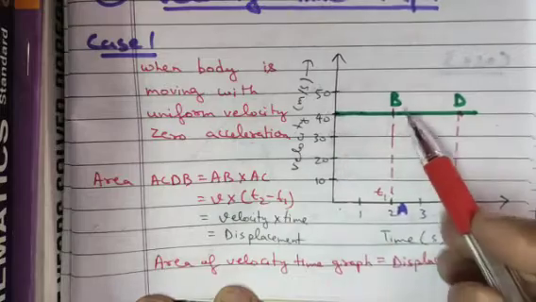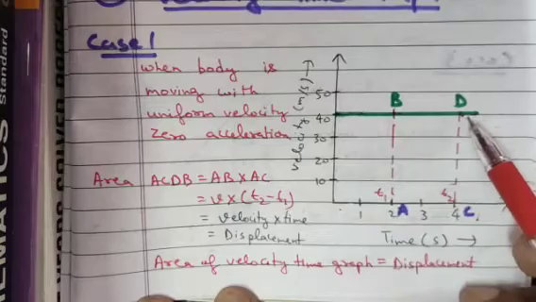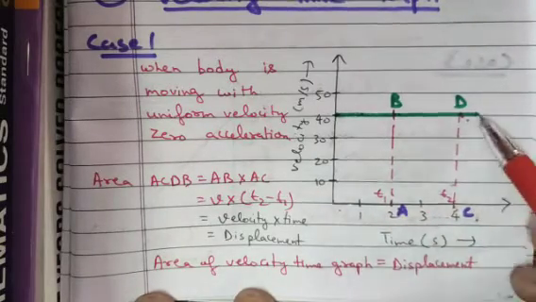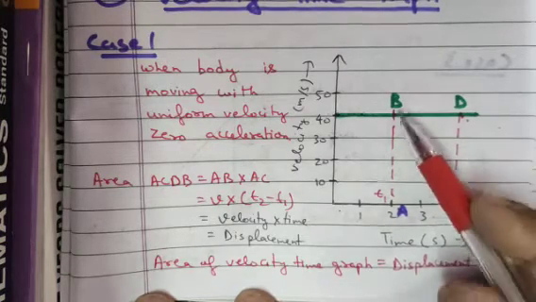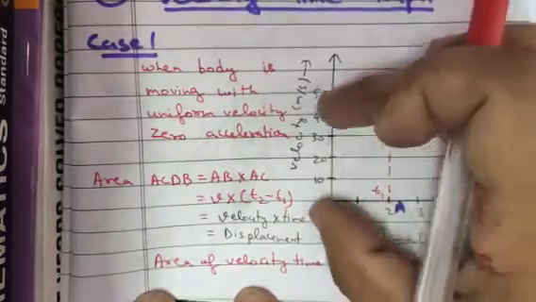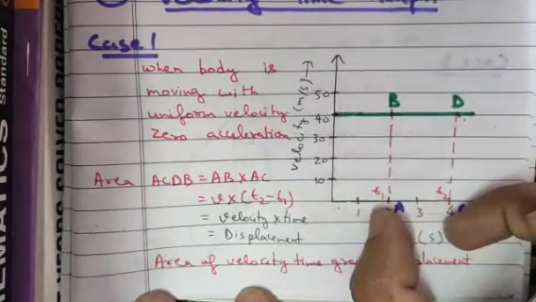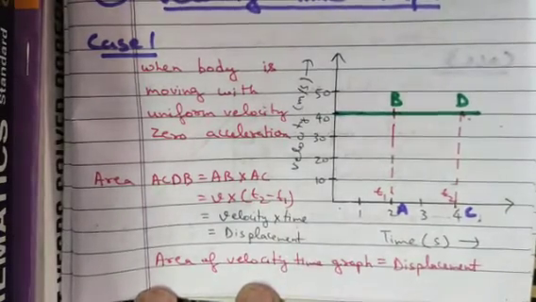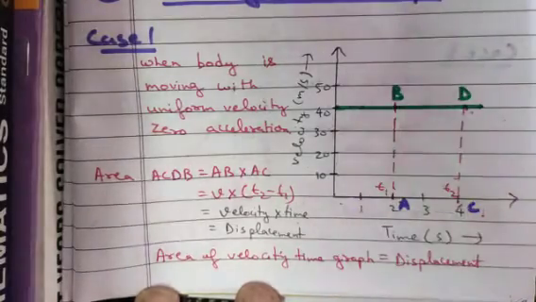Now if we calculate the area of this graph, for example from position B to position D, then ACDB is a rectangle. So the area of the rectangle is length into breadth, that is AB multiplied by AC. AB is basically 40 meter per second, that is the velocity. And AC is T2 minus T1. Velocity into time is displacement. So we can conclude from here that the area of a velocity time graph will give you displacement.